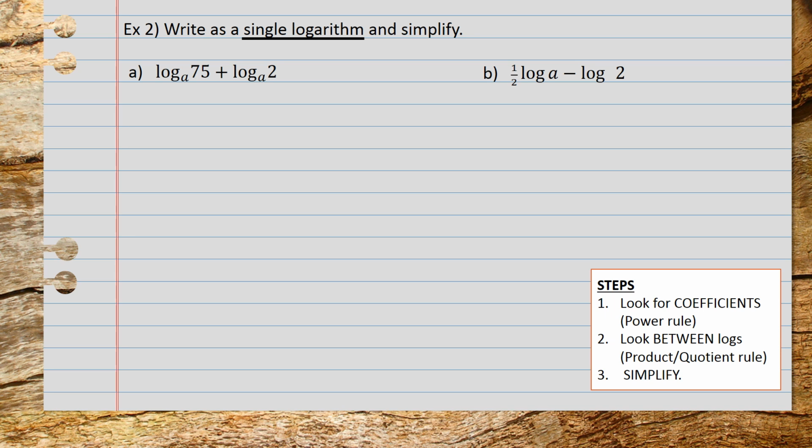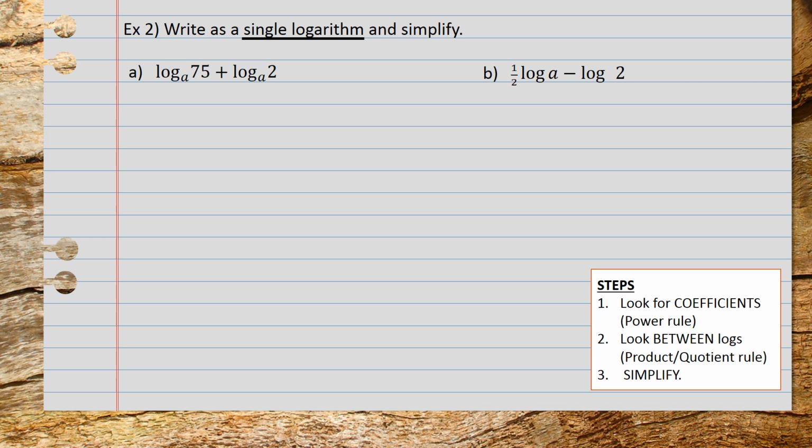Example 2, write as a single logarithm and simplify. In other words, it only wants to see the word log written one time. For A, we have log base a of 75 plus log base a of 2. In the lower right-hand corner of the screen, you will see the steps. First, we look for coefficients. If we have coefficients, it means we apply the power rule in reverse.